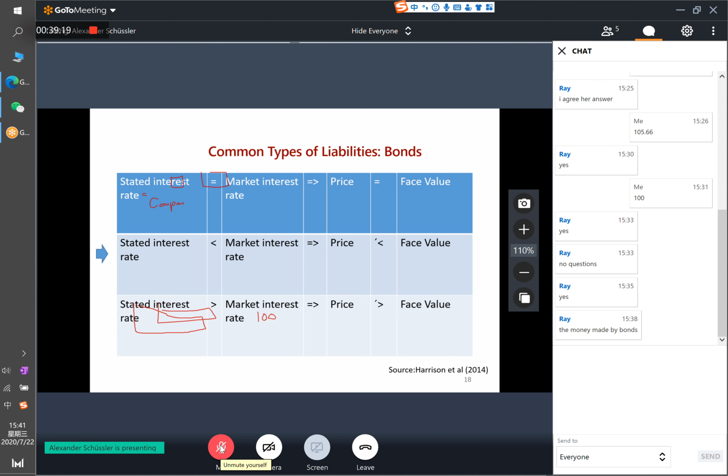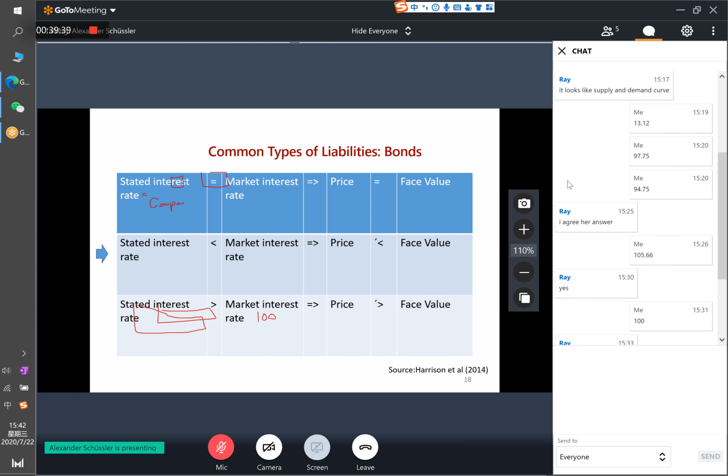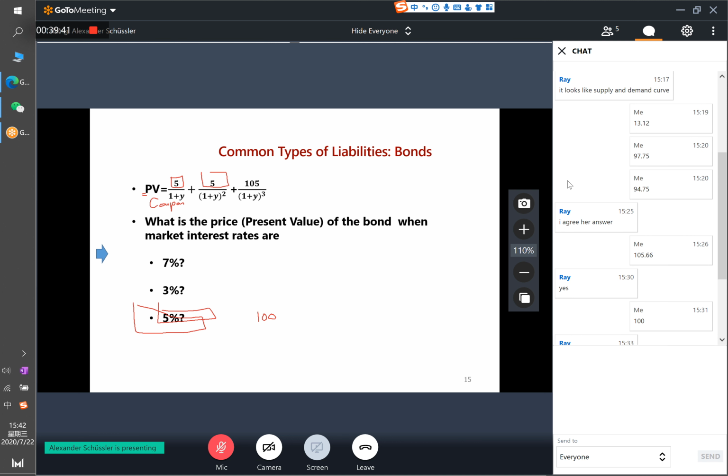When the stated rate is lower than the market rate, then the price is lower than the face value. And when the stated interest rate is higher than the market interest rate, then the price is higher than the face value. Yeah, and we've also calculated this.